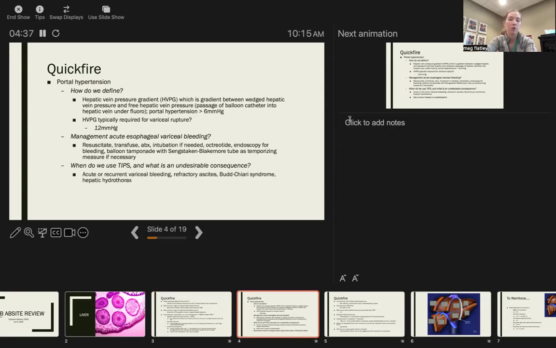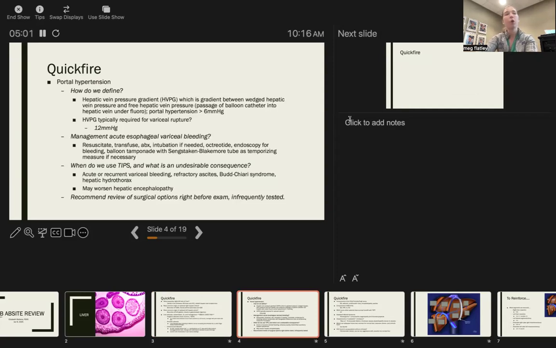Awesome, perfect, right? So we might employ a TIPS for acute or recurrent variceal bleeding. This is after you temporize them, right? We're not taking anyone dying up to IR for a TIPS. Refractory ascites, you can do it for Budd-Chiari syndrome, hepatic hydrothorax. I imagine you're probably going to see it on the exam for recurrent variceal bleeding, and this can worsen hepatic encephalopathy.